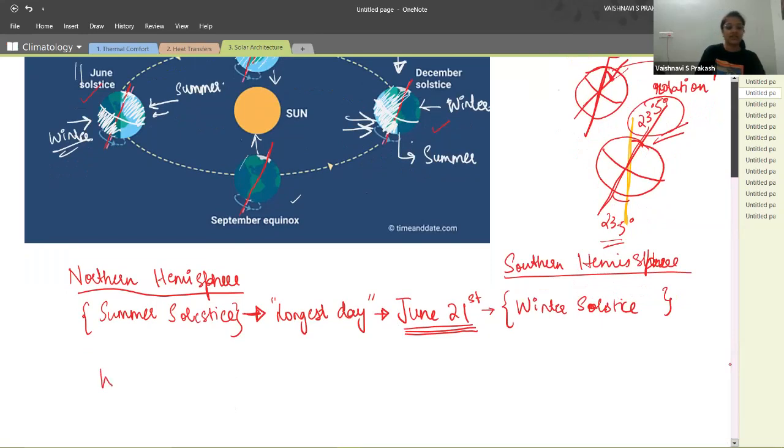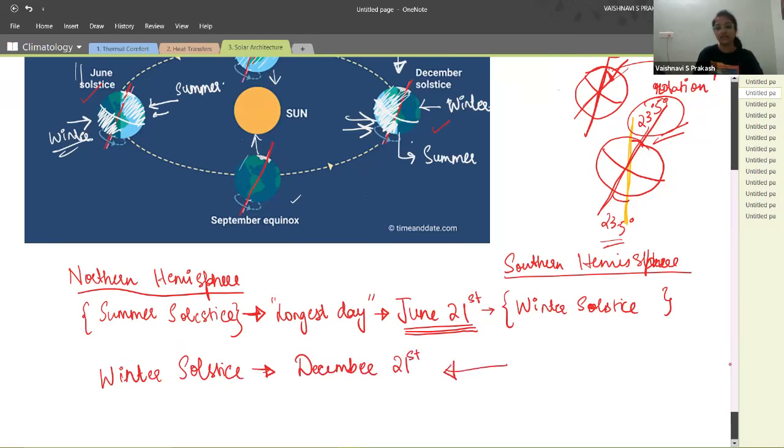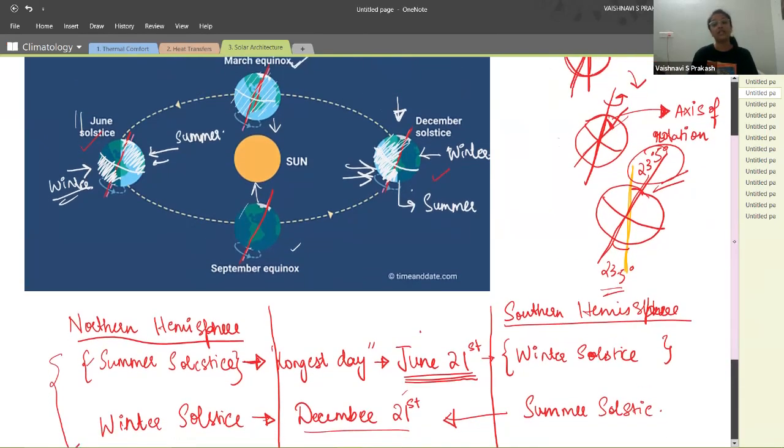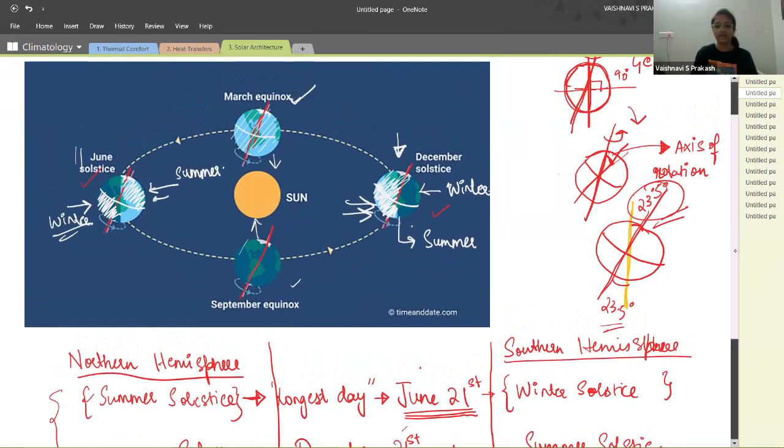Similarly, winter solstice in the northern hemisphere, which is the shortest day, happens on December 21st. For the southern hemisphere, it will be the summer solstice. So the southern hemisphere, this is the northern hemisphere. The longest day in the southern hemisphere will be on December 21st, which is their summer solstice. As far as India is concerned, summer solstice is on June 21st, winter solstice is on December 21st. The equinoxes are in March, the spring equinox, and the autumn equinox.